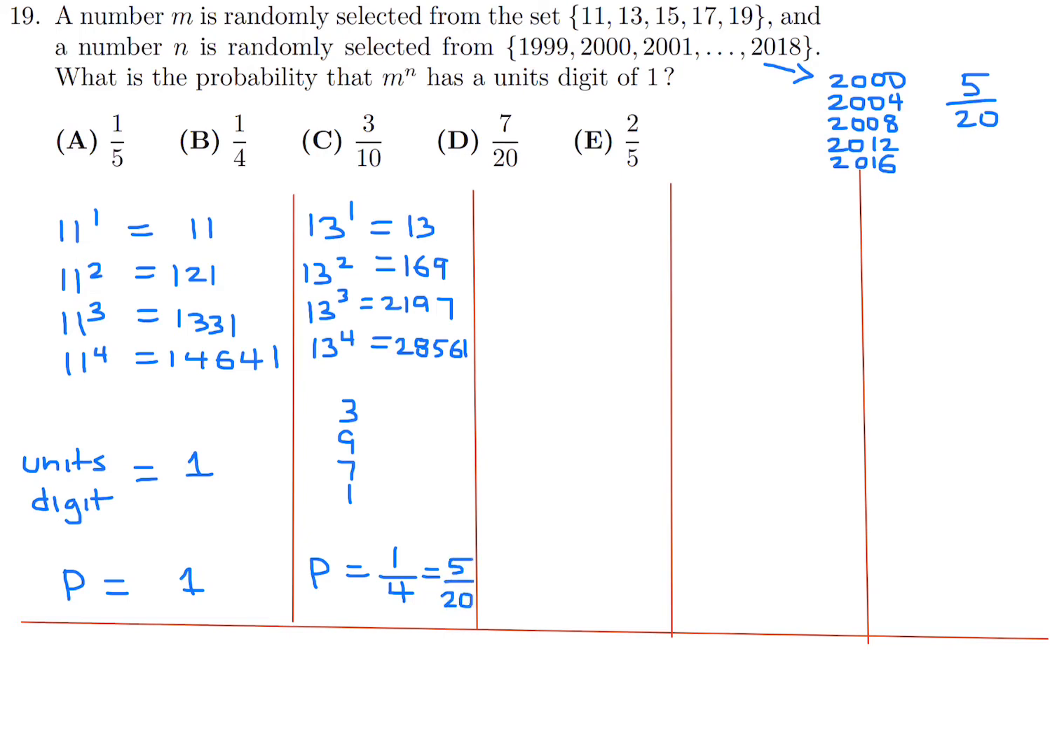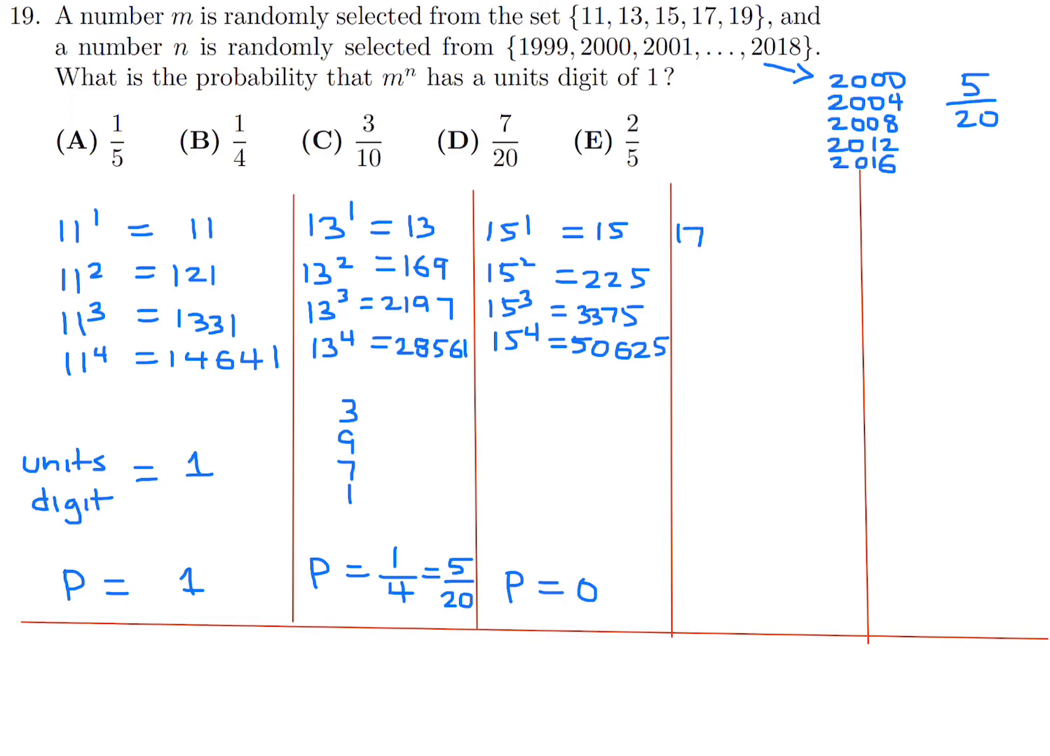Okay, now let's move over to 15. 15 to the power of 1, 15 to the power of 2, 15 to the power of 3, and so on. That's just 15. 15 squared is 225. 15 to the power of 3 is 3375. 15 to the power of 4 is 50625, and so on. So the units digit here is always 5. So it's never 1. So the probability of it being 1 is 0.